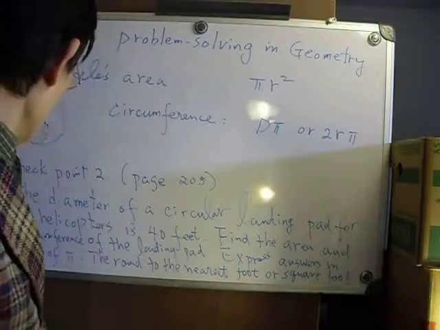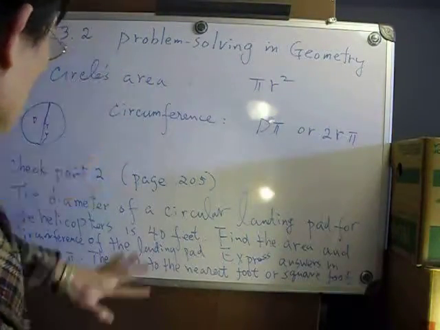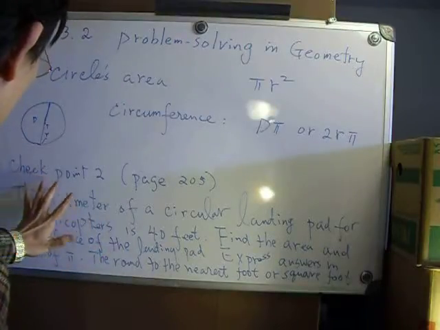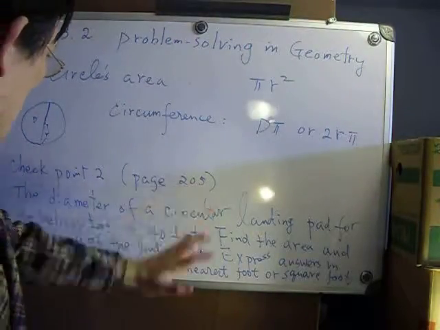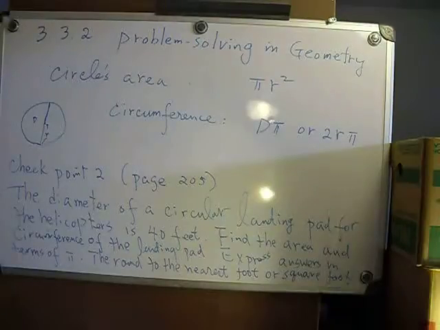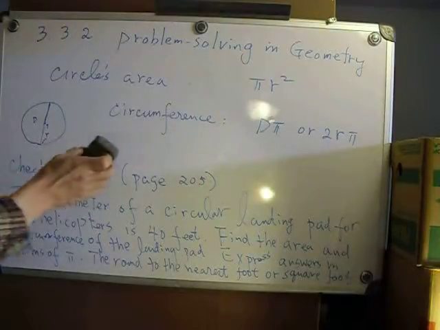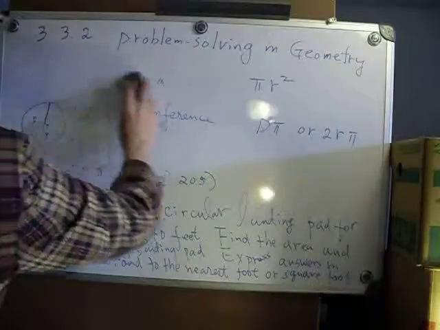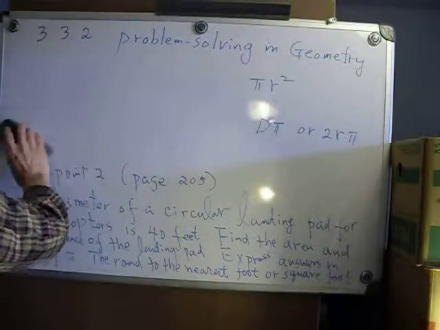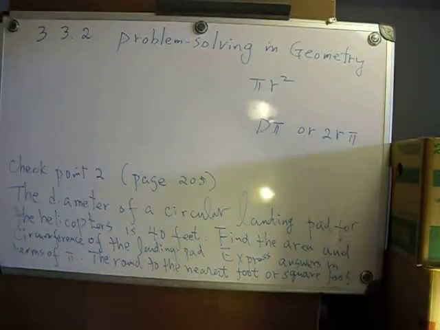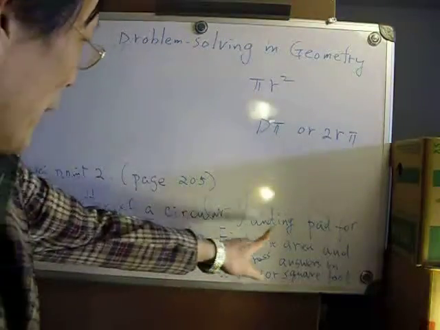Now we're gonna use these two formulas to do our checkpoint number 2. This is our page 205. Okay. Now we're gonna erase this part. The diameter of a circular landing pad.